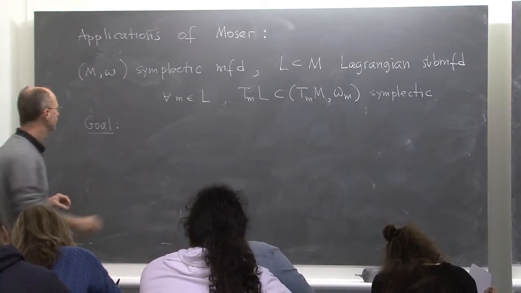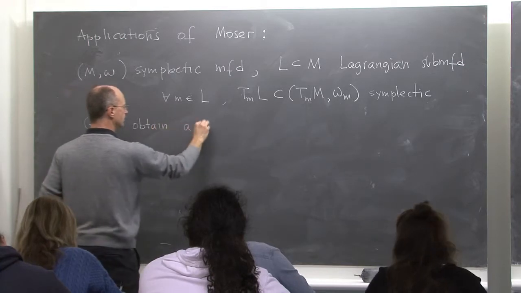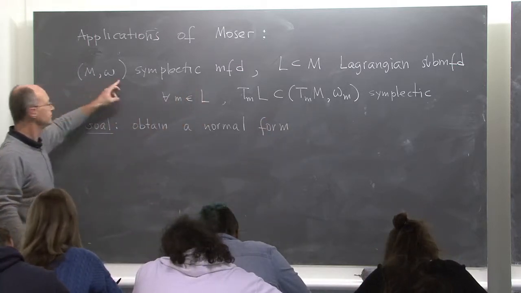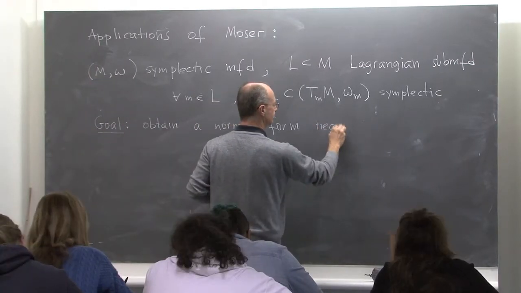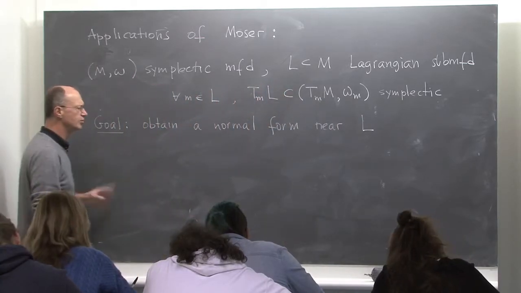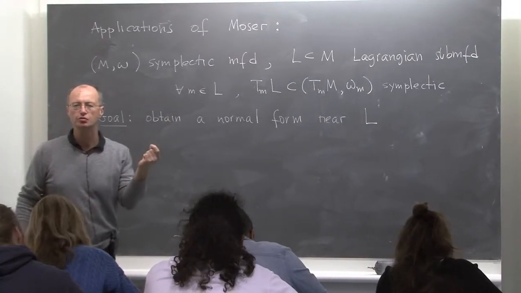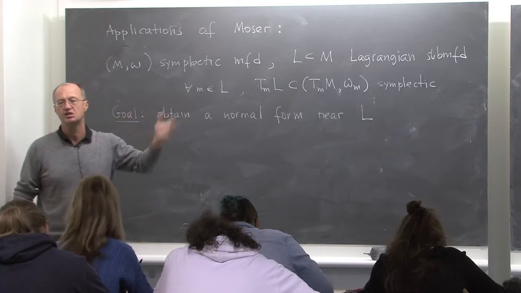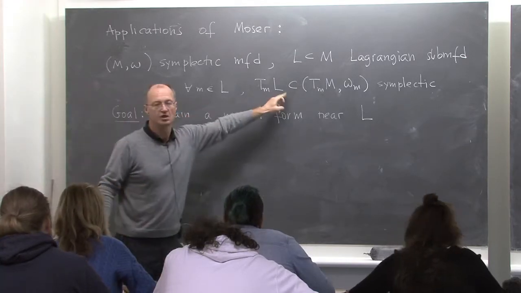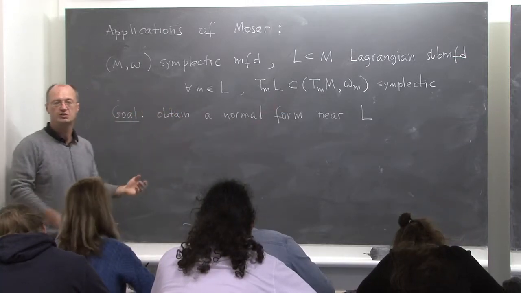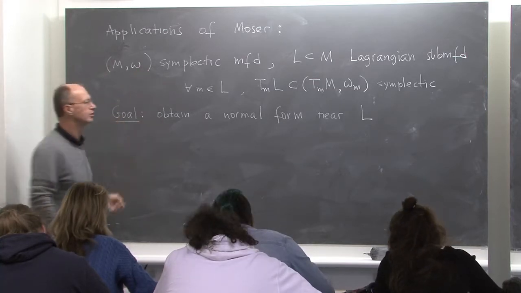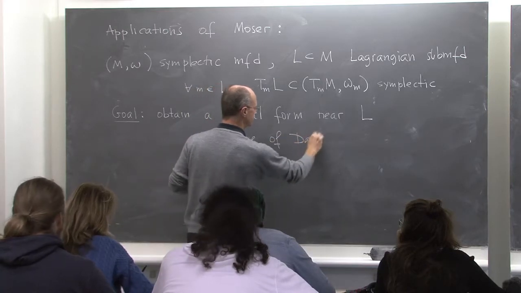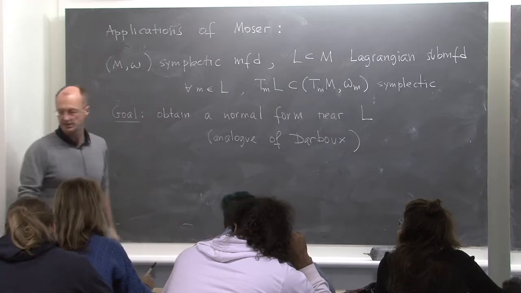So our first goal today is to obtain some kind of normal form or model of the symplectic structure of M near L. You can say that this will be a version of Darboux, right? Darboux was the following. We were choosing a point somewhere in M, and on the neighborhood of that point, we wanted to understand how the symplectic structure looks. So now instead of a point, we choose a whole submanifold, and we want to see how the symplectic structure on M looks on the neighborhood of the submanifold. That's the analog of Darboux.